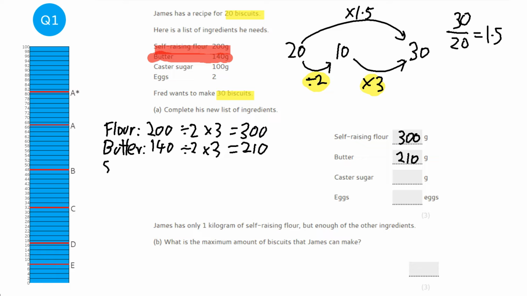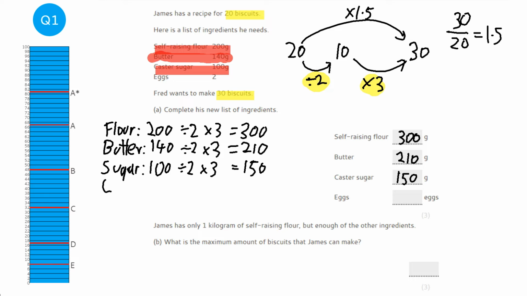Okay, let's do the sugar next. Okay, so what's the sugar? The sugar is 100 grams, so it's 100 divided by 2 times by 3. And 100 divided by 2 is 50, times by 3 is 150, so it's going to be 150 grams.